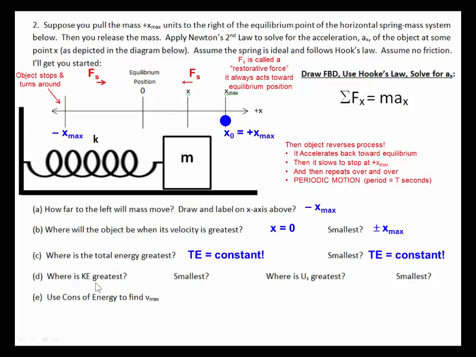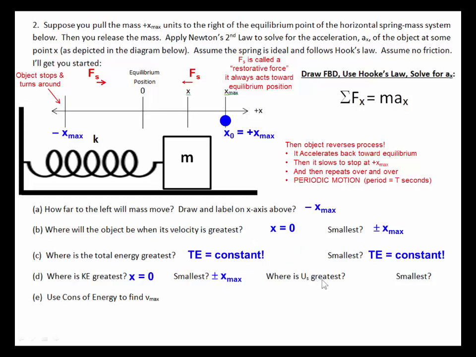Now, where is our kinetic energy the greatest? Well, kinetic energy is a measure of the speed. And so wherever our speed is the greatest, at x equals 0, that's where our kinetic energy should be the greatest. And the same thing, where should our kinetic energy be smallest? Well, when we're stopped, and we're stopped at either end. All right, so at the maximum x distances, plus or minus.